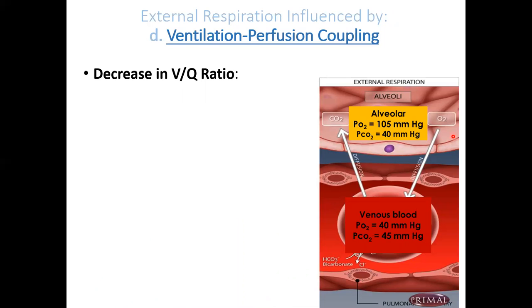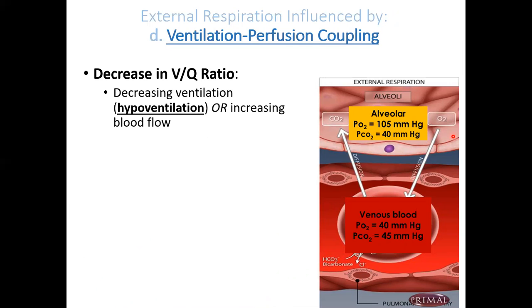So what happens if there is a decrease in this ventilation perfusion ratio? Okay, so the decrease in this ratio, so less than 0.8, can be a result of decreasing how much you're breathing, right? So hypoventilation. Hypo is less than, ventilation breathing, so less breathing than is adequate. Or it can be increasing the blood flow, right? So either you are decreasing the numerator or you're increasing the denominator. Both of them are going to result in a ratio that's less than 4/5.